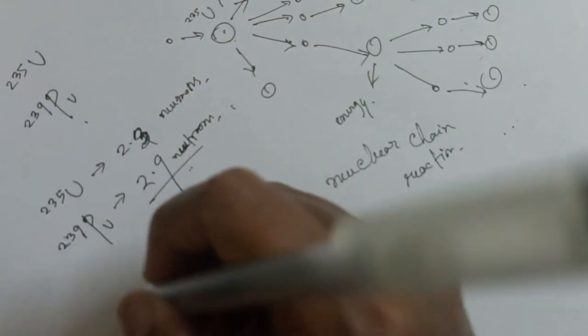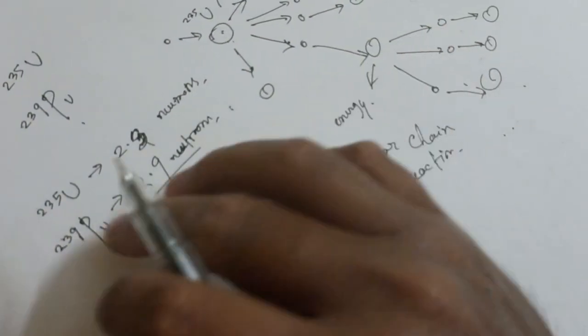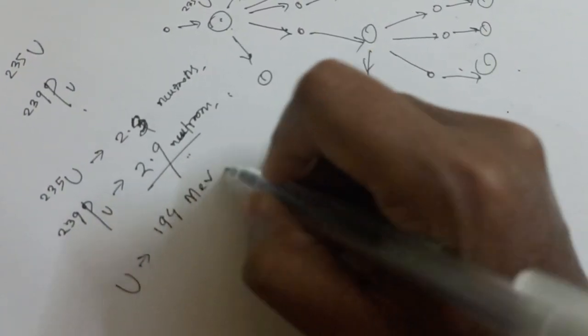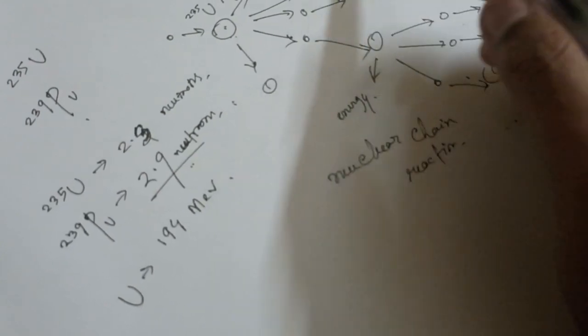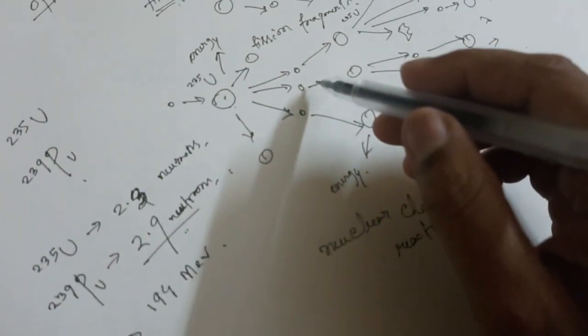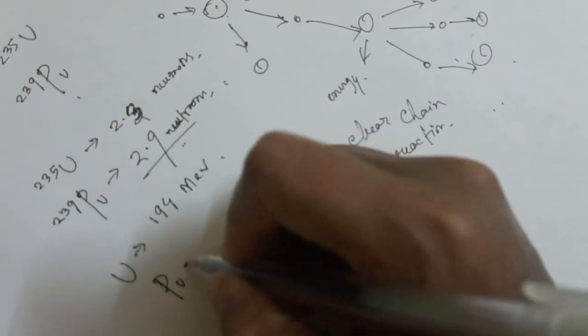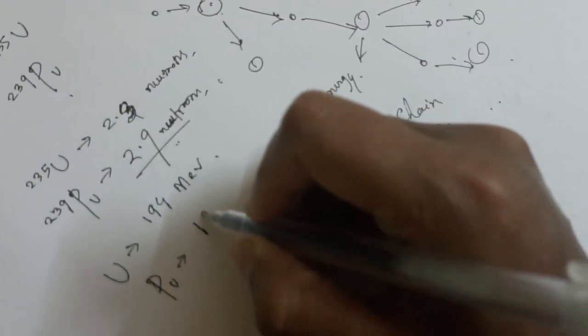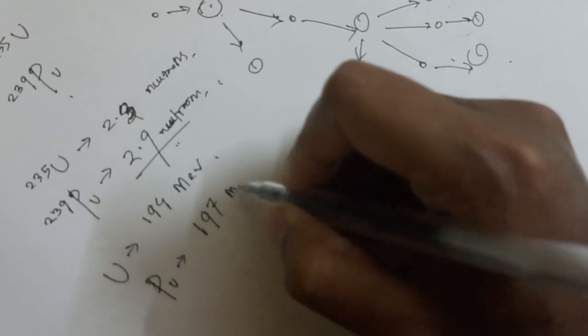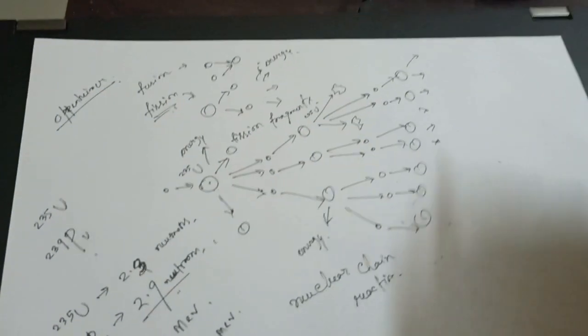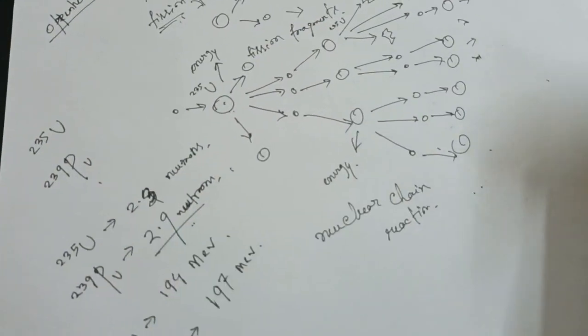Also, uranium gives away almost 194 mega electron volts when it undergoes fission. Plutonium gives away something like 197 mega electron volts. Yeah, so that's the basics of nuclear reaction and the nuclear bomb.